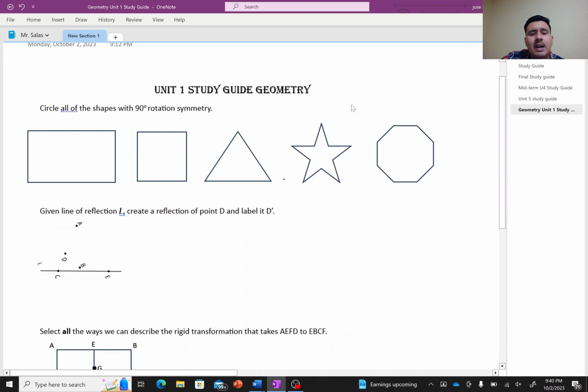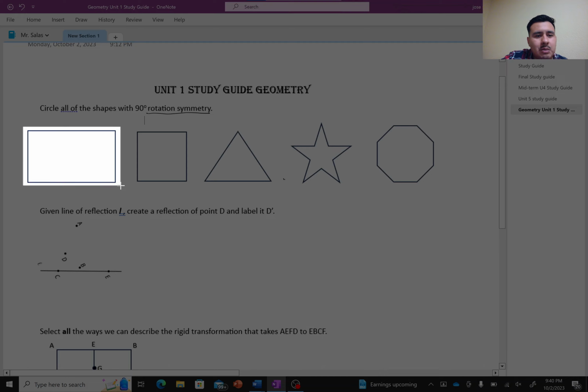We're going to go ahead and look at this first problem in our study guide where it says circle all of the shapes with 90-degree rotation symmetry. So let's underline that word, rotation symmetry. We have talked about symmetry, we have talked about rotation, but we've never taken the two and put them together. So what is rotation symmetry? Let's check this out.